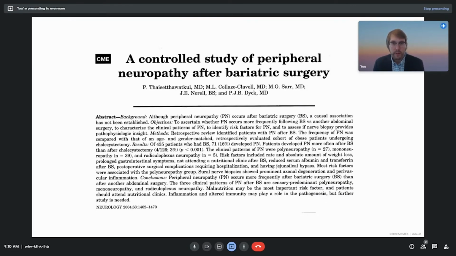A study of peripheral neuropathy after bariatric surgery was performed here at Mayo Clinic by Dr. James Dick and by Dr. Parawat-Taisada-Watkal, and they found that many different types of neuropathies emerge after bariatric surgery. Even if there is no vitamin deficiency that is measured, sometimes there is an immune attack against the nerve which causes a microvasculitis.